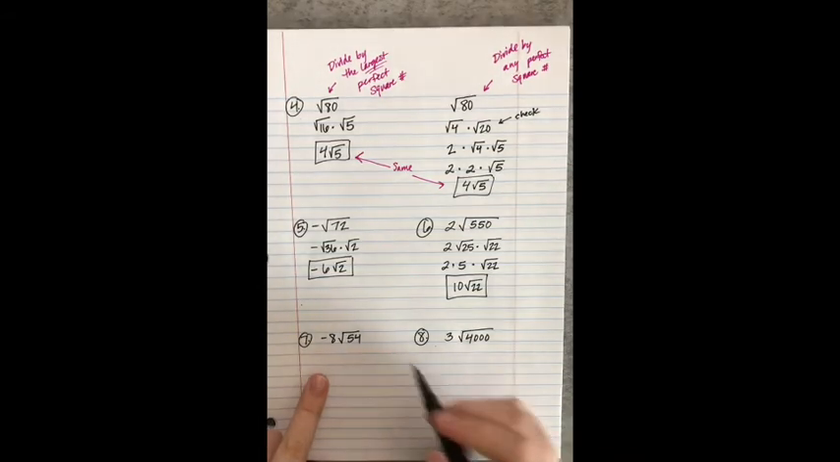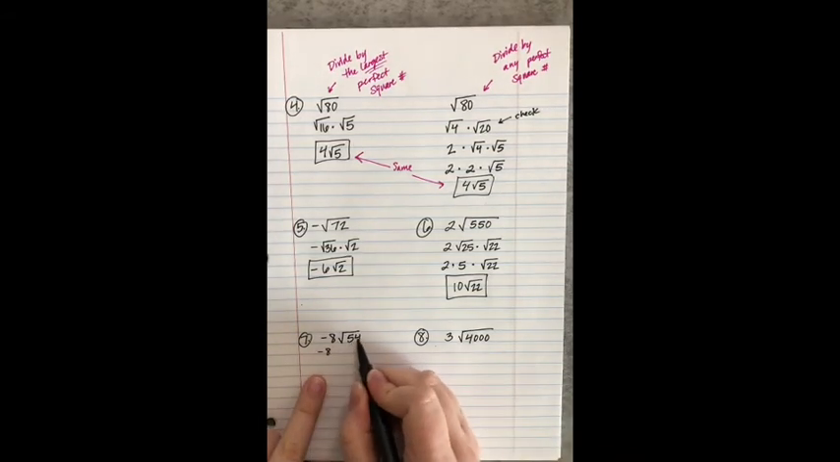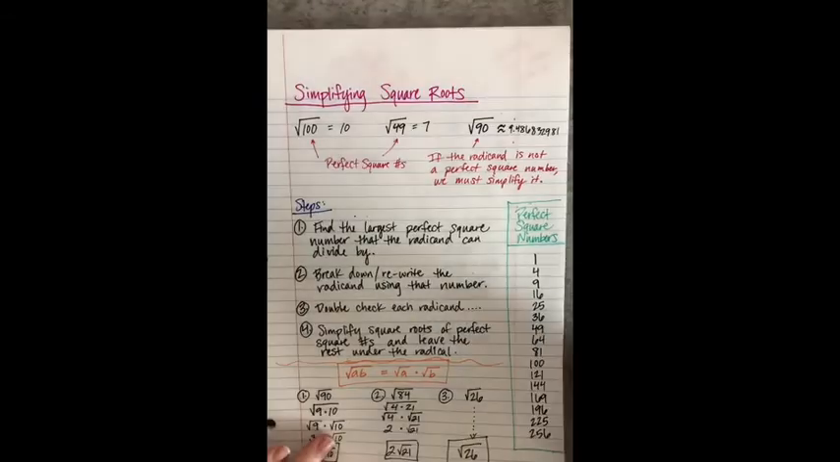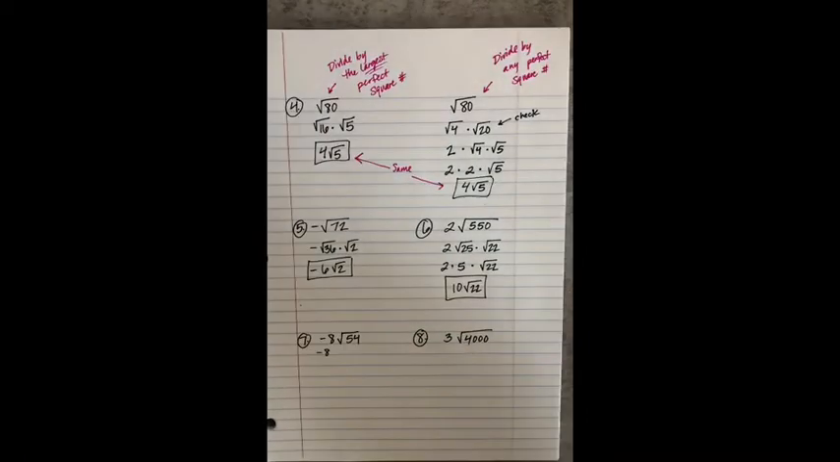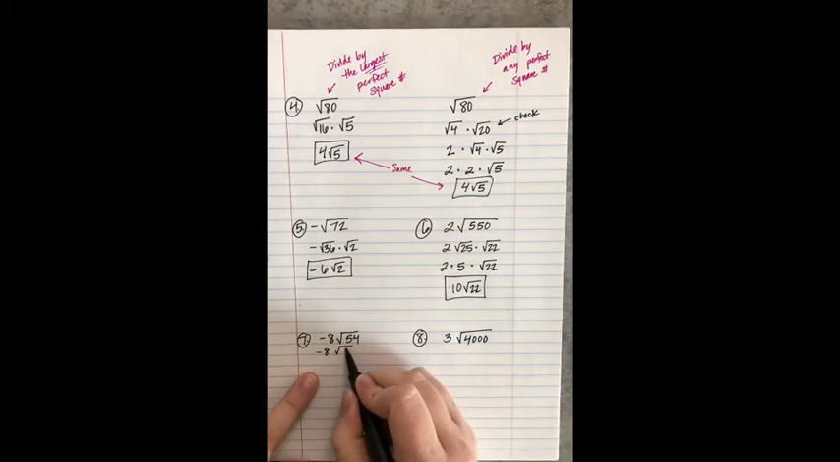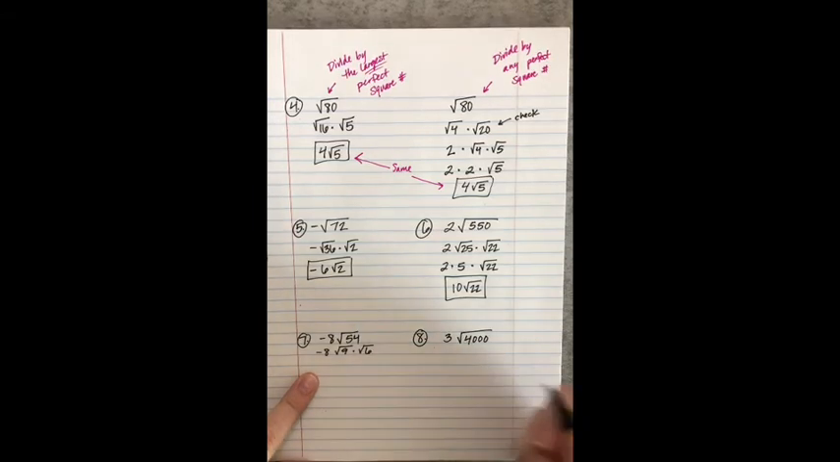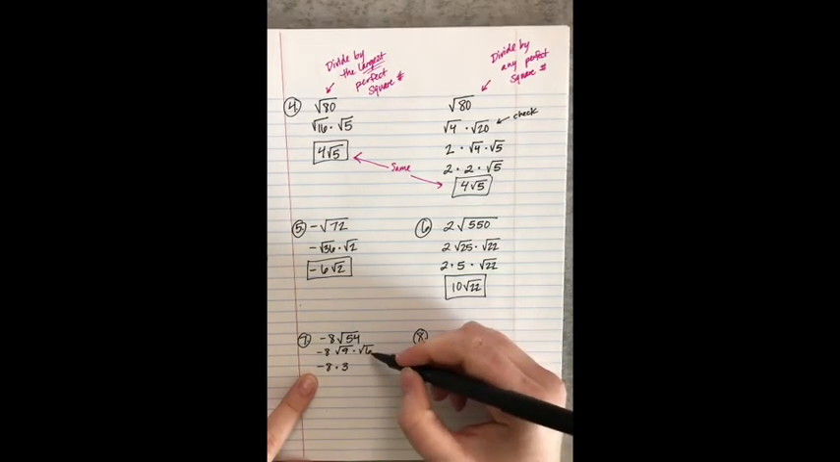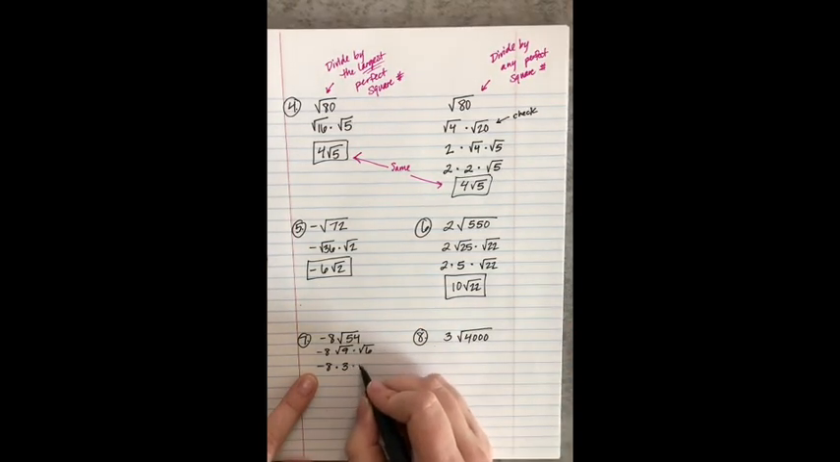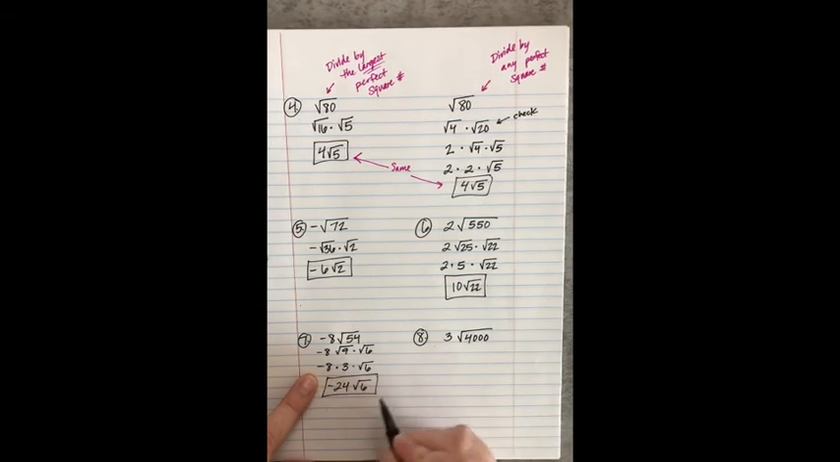Okay, number 7. 54. The largest perfect square that fits in here is 9. 9 times 6 is 54. So square root of 9 is 3. Square root of 6 can't be broken down any further, so we just leave it. Negative 8 times 3 is negative 24. So my final answer is negative 24 root 6.